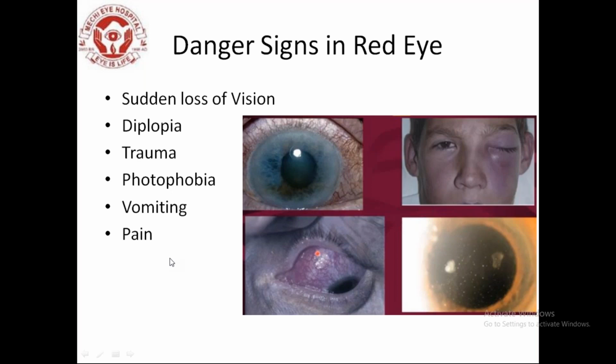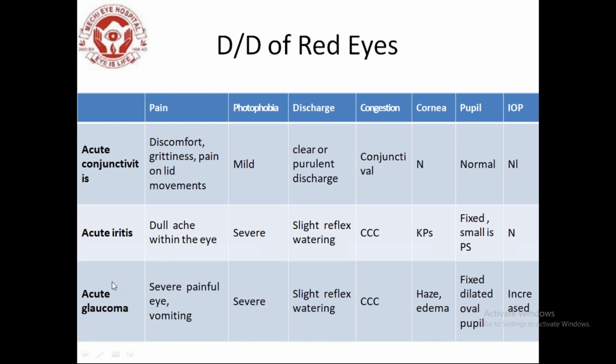It may be acute conjunctivitis, acute iridocyclitis, or uveitis, or acute glaucoma. The main differentiating points are the discharge and the conjunctival involvement. There is purulent discharge in acute conjunctivitis. In acute iritis and acute glaucoma, there will be the least amount of discharge, rather there will be reflex watering, and photophobia will be severe in acute iritis and acute glaucoma. IOP will be raised in glaucoma, and it will not be raised in acute conjunctivitis, sometimes may be raised in acute iritis, and the pupil will be fixed and dilated in acute glaucoma.